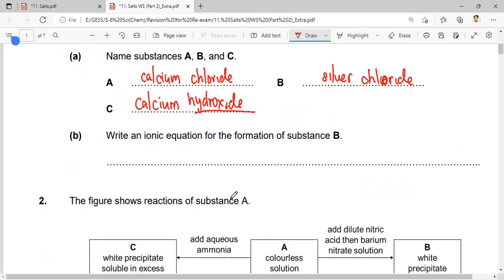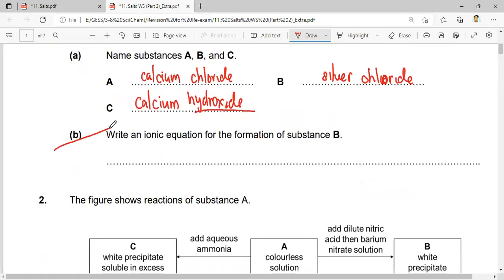Okay, I'm going to go slow again. Part B, I'm just going to ignore. Typically this will come out in the exams, but I don't want to go through this ionic equation part here. You can go through it in a little more detail in the future.